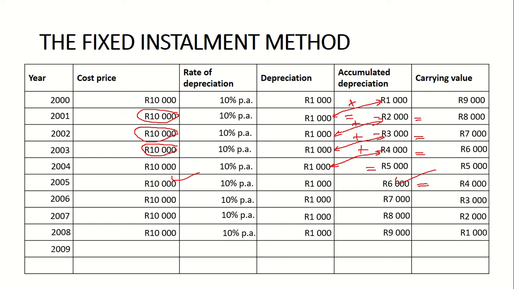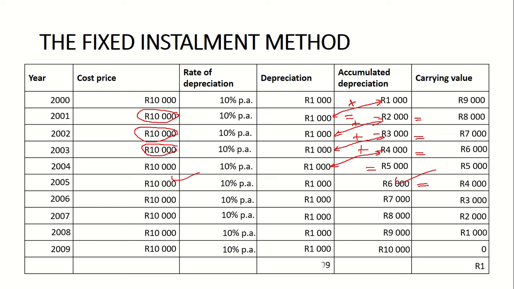For 2009, the cost price is still 10,000. Multiply that by 10%, it'll give you 1,000 rand. Accumulated depreciation will be 10,000 rand. I will actually explain this in detail. According to accounting principle, you are not allowed to have a carrying value of 0. So in this case, you need to limit your carrying value to 1,000 rand.